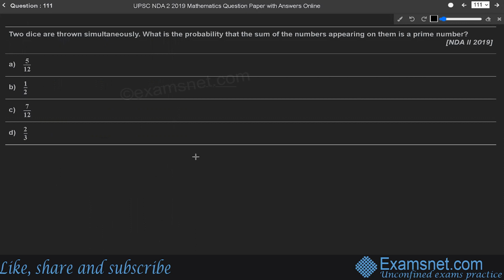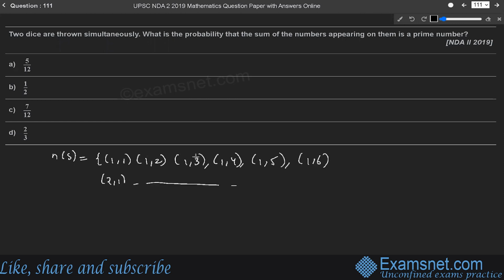Next question is, two dice are thrown simultaneously. What is the probability that the sum of the numbers appearing on them is a prime number? We know that when two dice are thrown, the sample space n of S will be (1,1), (1,2), (1,3), (1,4), (1,5), (1,6), (2,1), similarly up to (6,6). So the total number of observations will be 36 because 6 into 6 is 36. So n of S is equal to 36.